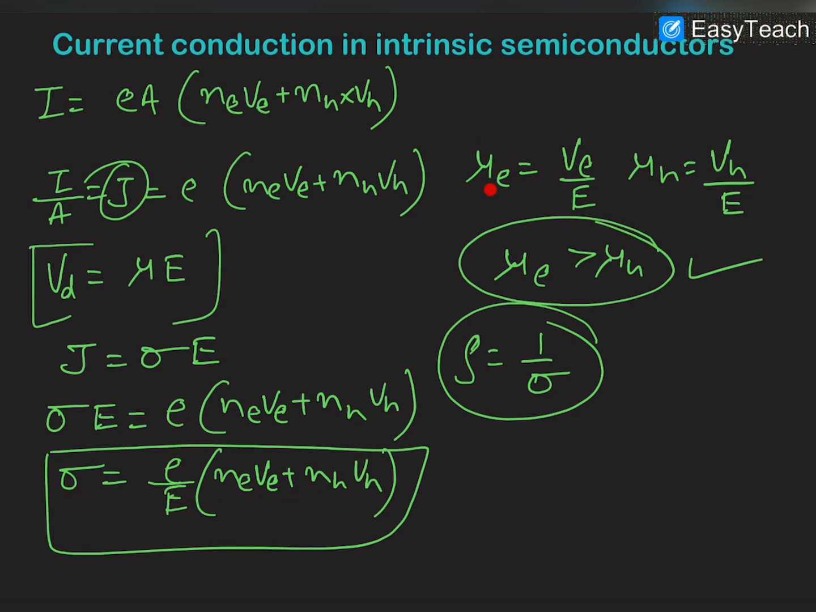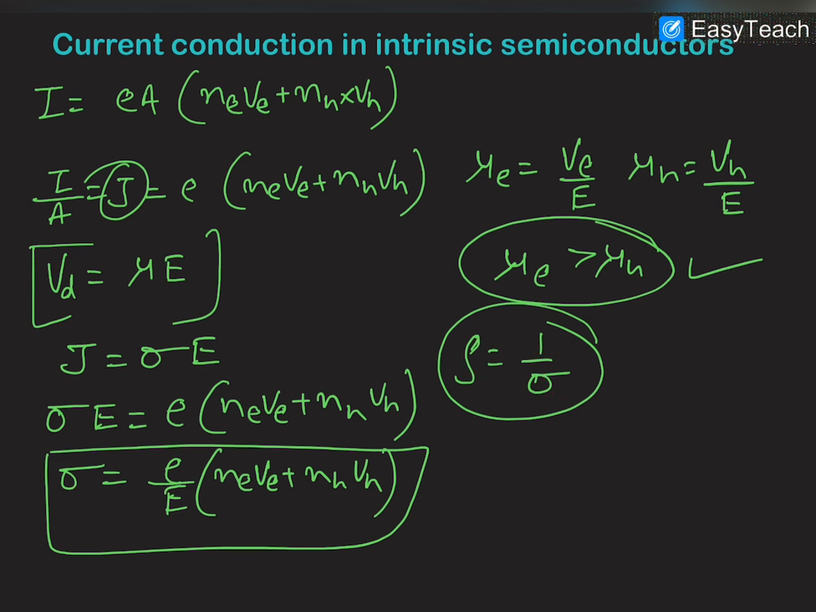And this mobility of electrons is Ve, the drift velocity of electrons upon the electric field, and the mobility of holes is the drift velocity of holes upon the electric field. And due to the fact that the drift velocity of electrons is greater than the drift velocity of holes, we can say that the mobility of free electrons is greater than the mobility of holes. And the resistivity is 1 upon conductivity, so rho is 1 by sigma.